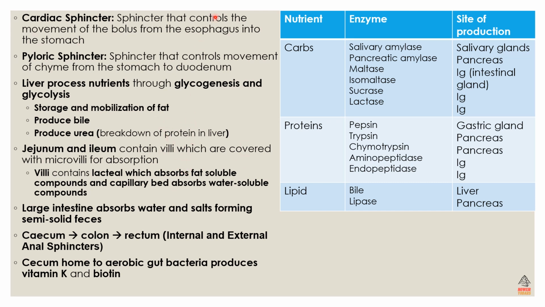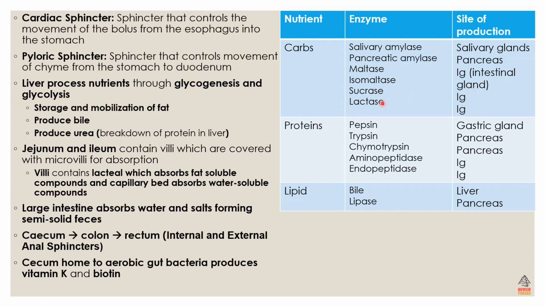So we got three nutrients: the carbs, proteins, and lipids. So carbs, they're associated with salivary amylase produced by the salivary glands in the oral cavity, and then you got the pancreatic amylase produced by the pancreas, and then you got maltase, isomaltase, sucrase, and lactase produced by the intestinal gland and the intestine. And then you got proteins.